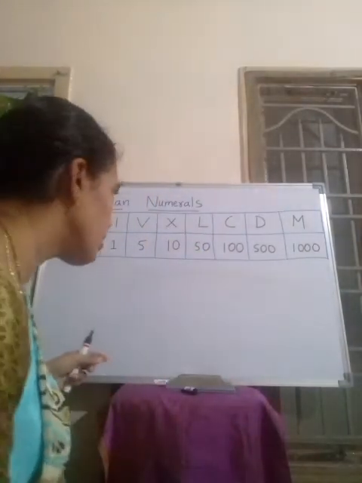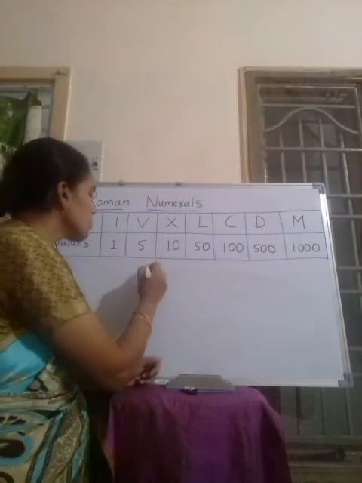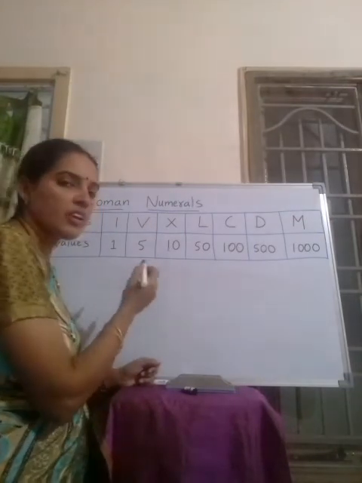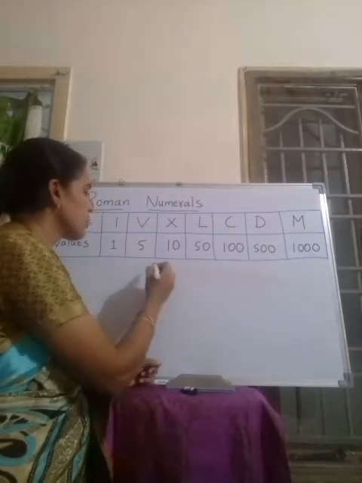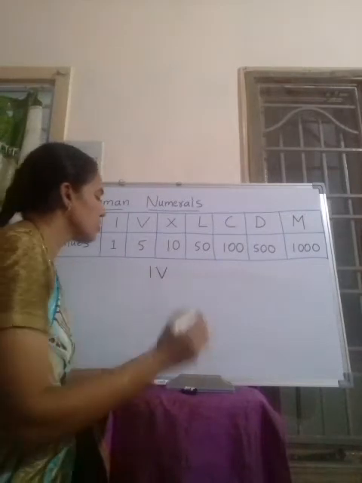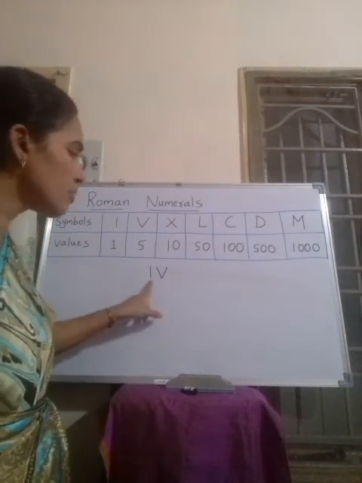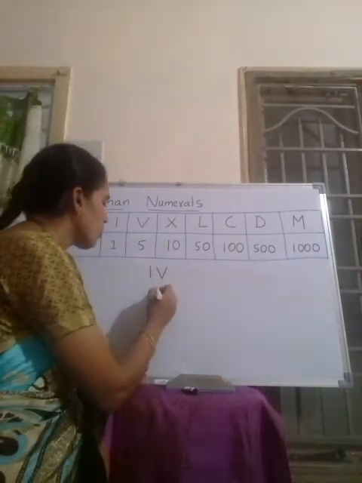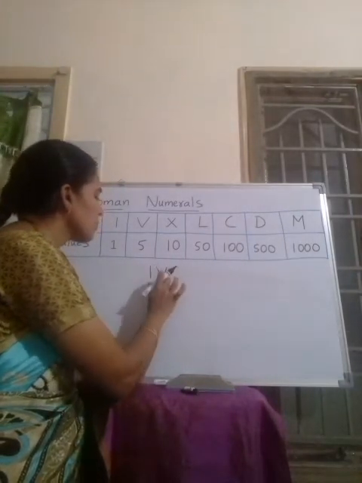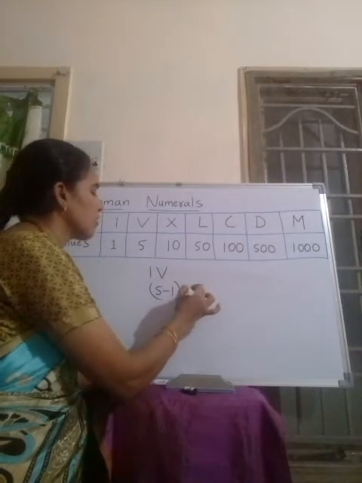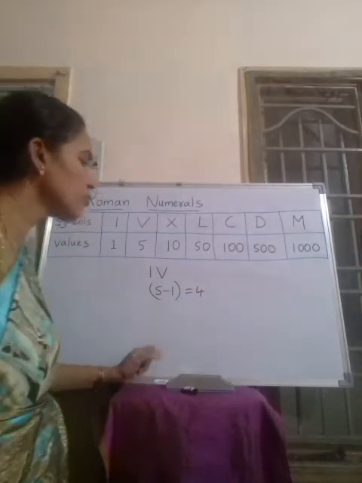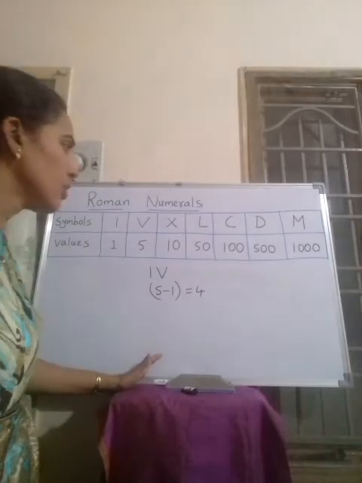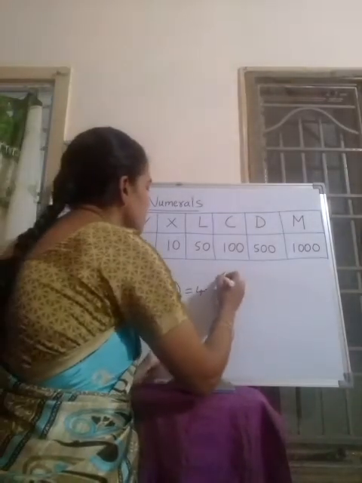In this rule, the rule of subtraction, the smaller symbol is on the left side. If the smaller symbol is on the left side of the larger symbol, then the smaller symbol's value is subtracted from the larger symbol. That is, we are subtracting the smaller symbol from this 5. 5 minus 1. The value of 5 minus 1 is what? 4. This is how we write 4.